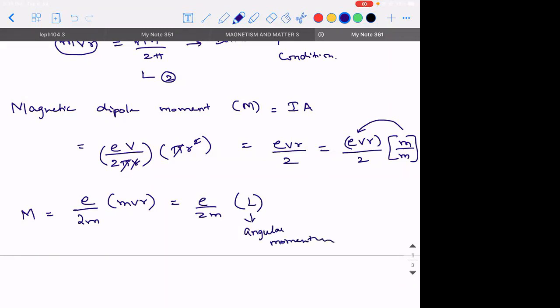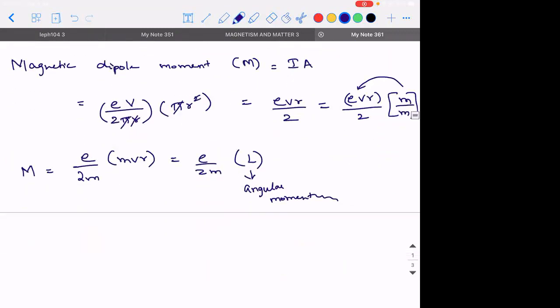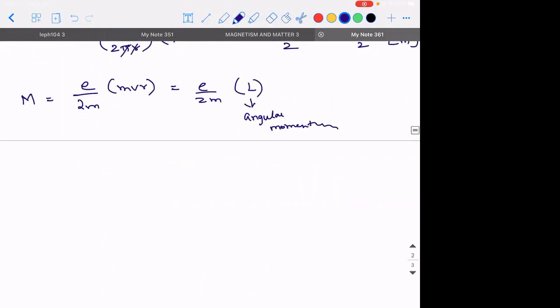So the symbol for angular momentum is capital L. So capital L is equal to mvr is equal to nh divided by 2π. From this, an important expression that we can derive is μ is equal to e divided by 2m into capital L. Now, whenever you're deriving a formula, we should always ensure whether you can replicate those things in practicals.